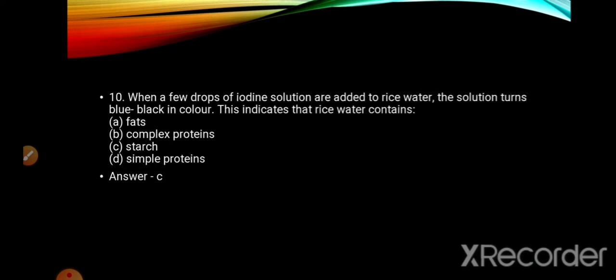Next, when a few drops of iodine solution are added to the rice water, the solution turns blue-black in color. This indicates that the rice water contains what? Starch is present in many foods, like wheat, potato, and sugar cane, and rice water too. If you add iodine solution drops on these starchy foods, they turn blue-black in color. So this indicates that starch is present in this food. Okay, so the answer is C, that is starch.